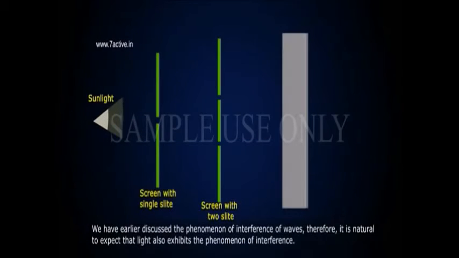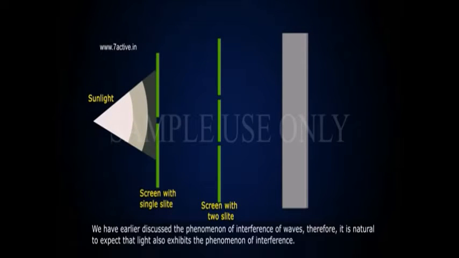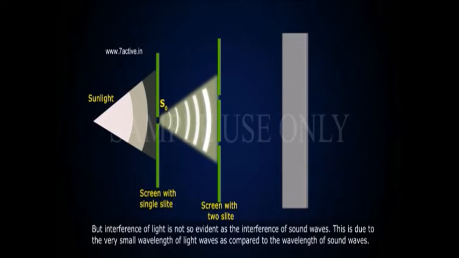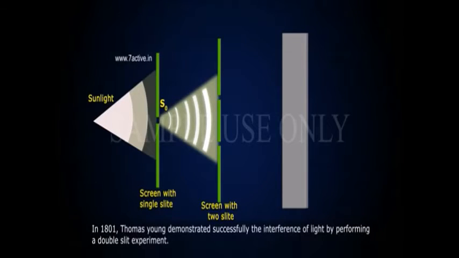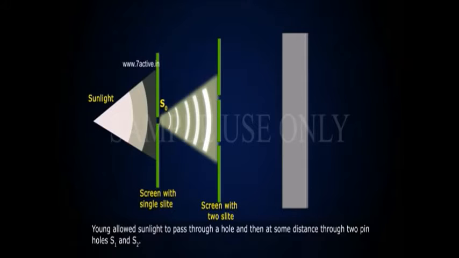Experiment. We have earlier discussed the phenomenon of interference of waves. Therefore, it is natural to expect that light also exhibits the phenomenon of interference. But interference of light is not so evident as the interference of sound waves. This is due to the very small wavelength of light waves as compared to the wavelength of sound waves.